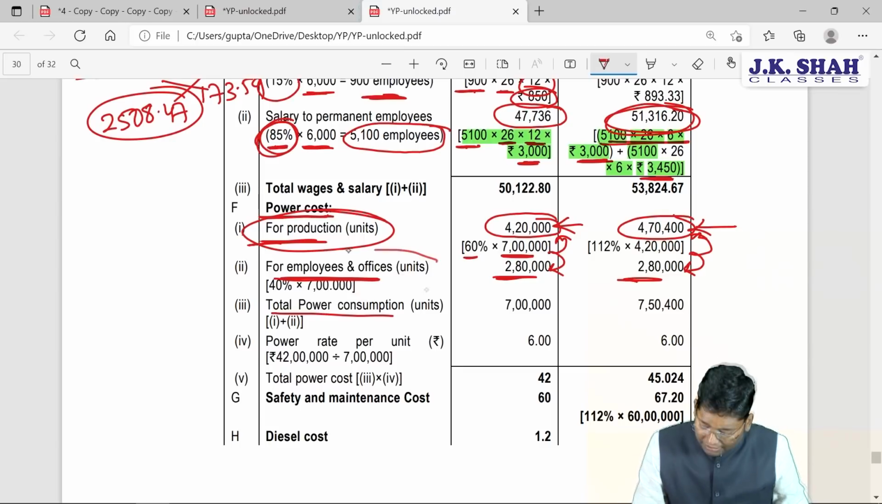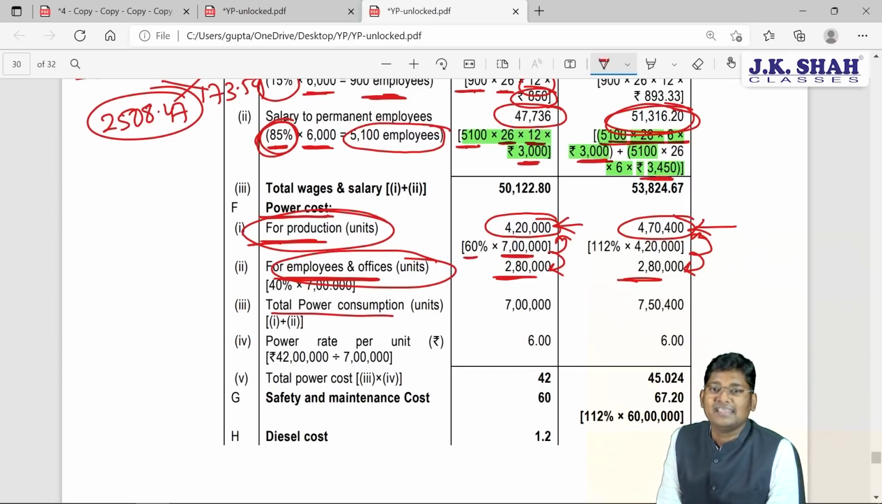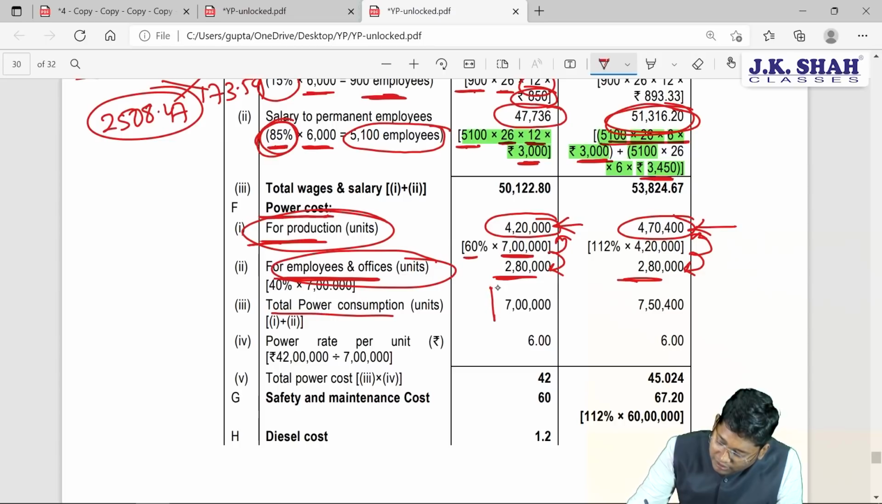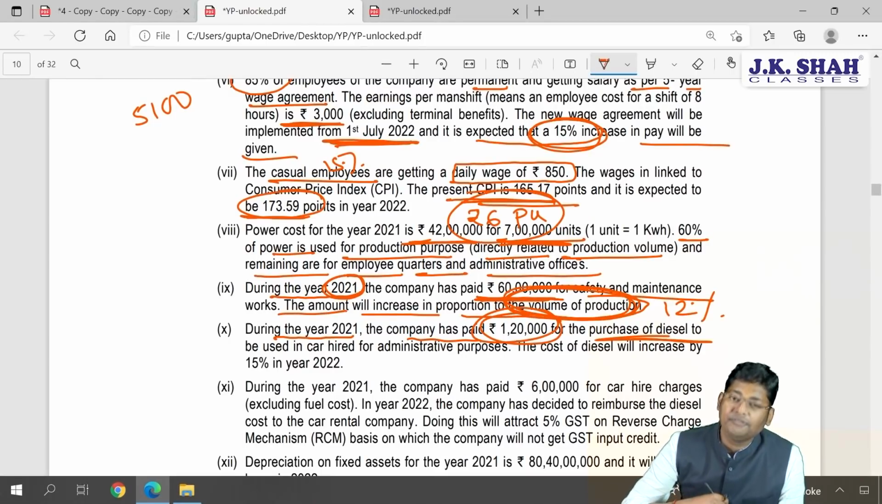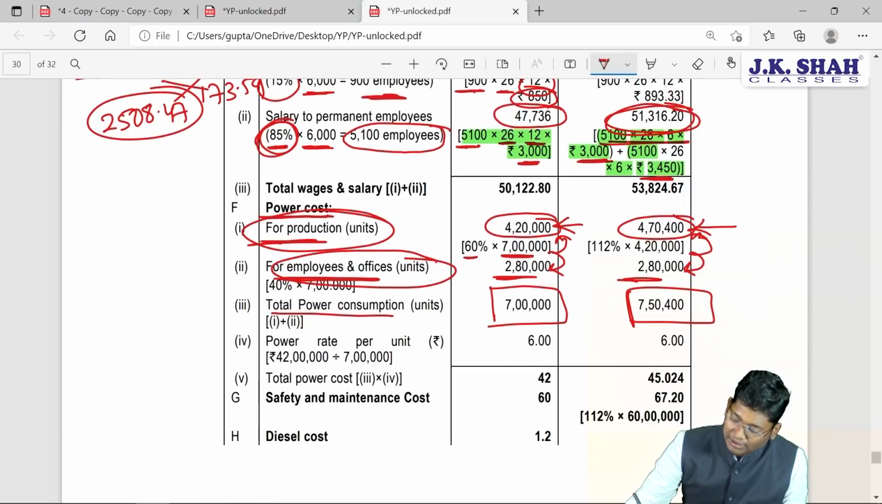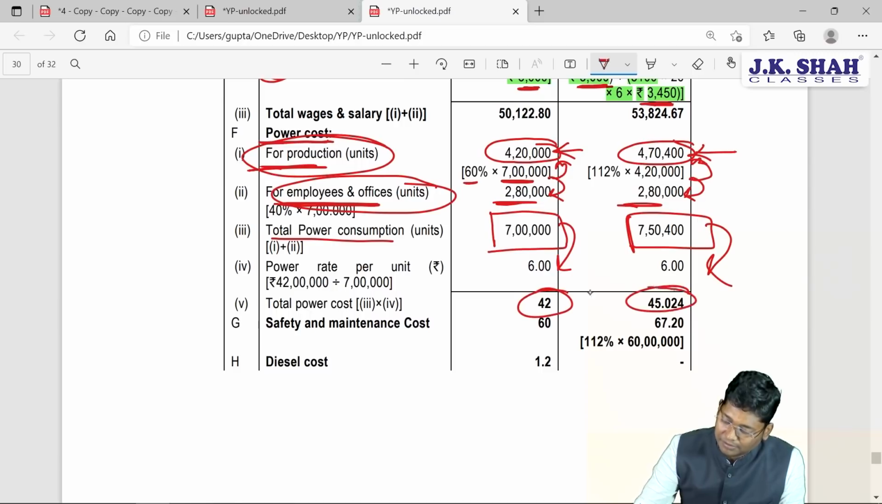But when it is incurred for the purpose of employees and office units, in that case there is no information given. That's why we have taken the same number of units here. So by adding up both the values, we have calculated the total power consumption units, and the per unit rate we have computed in the beginning only. So 7 lakhs into 6 and 7,50,406, you are going to get the power consumption.